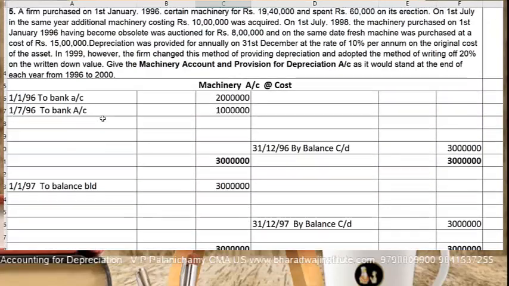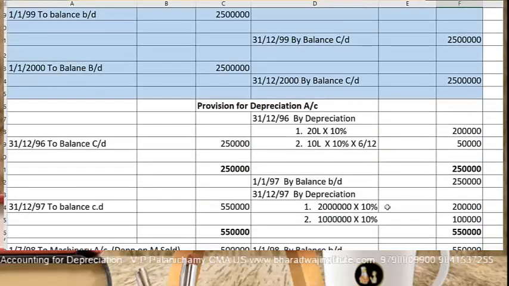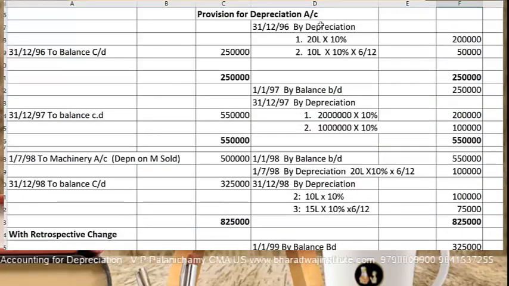I'll recollect once again. Machinery is recorded at cost price. To bank, whenever you purchase 30 lakhs, second year there is no purchase, 30 lakhs. Depreciation goes to provision for depreciation account. By depreciation, whatever we were charging in the asset now goes to provision for depreciation account. To balance carried down. Next year, by balance brought down, by depreciation on the first machine and second machine, then to balance carried down. Next year, by balance brought down 5,50,000.